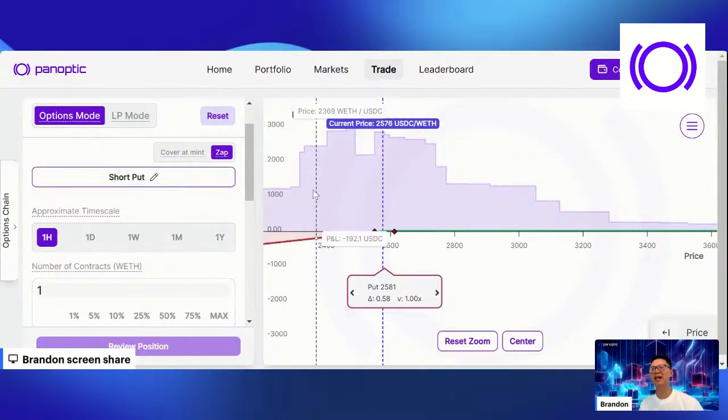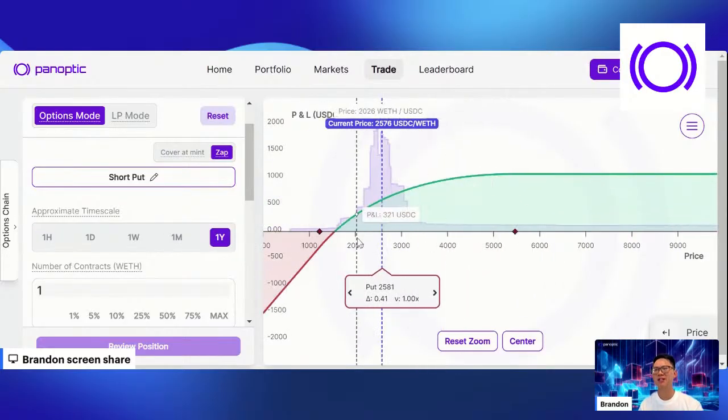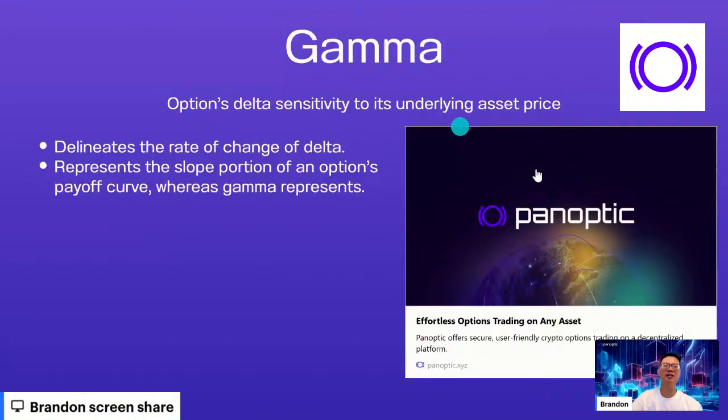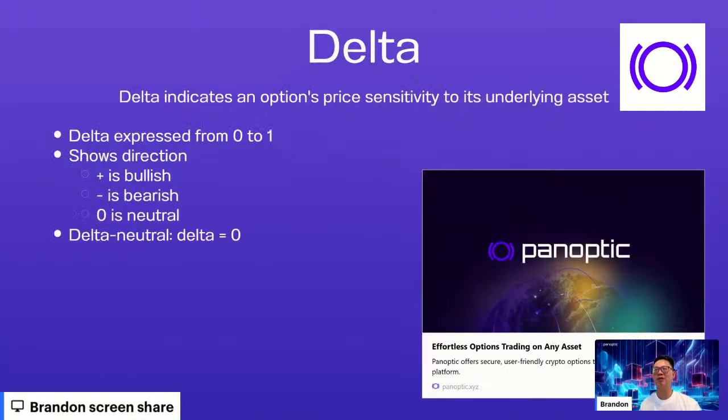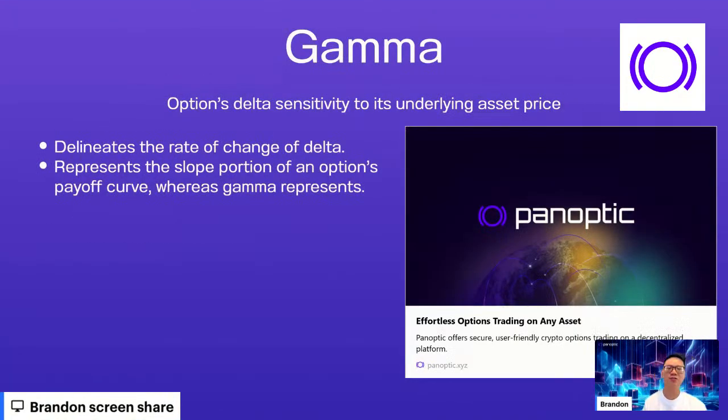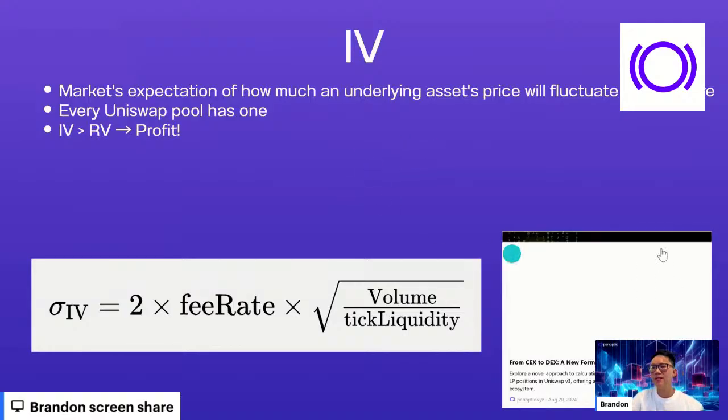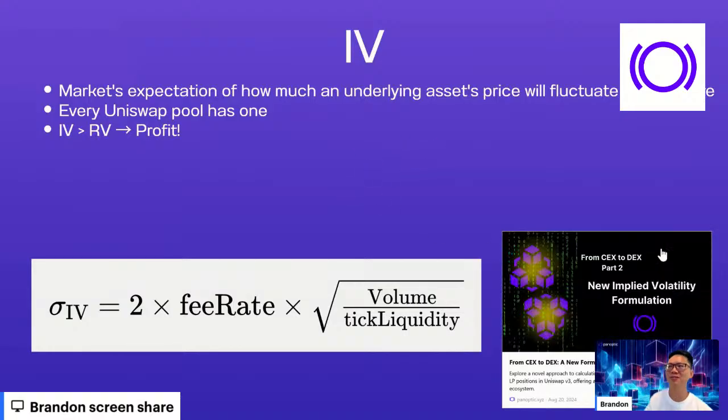So that's how gamma is. It's how curvy your thing is. This is not very curvy. It's almost like just a kink. Whereas this one's very, very curvy. So that gamma is very gradual. Okay, back to our slides. So delta and gamma, hopefully that gives you a little bit more of a visual understanding of how these option Greeks work.